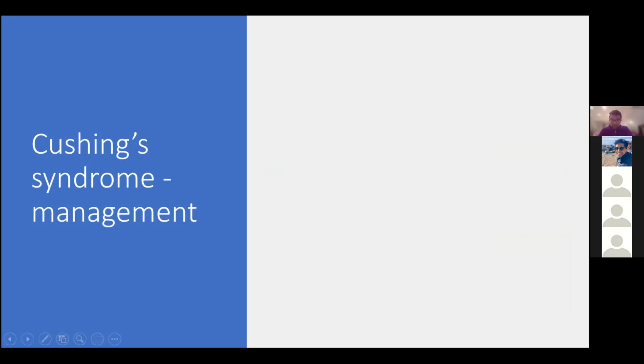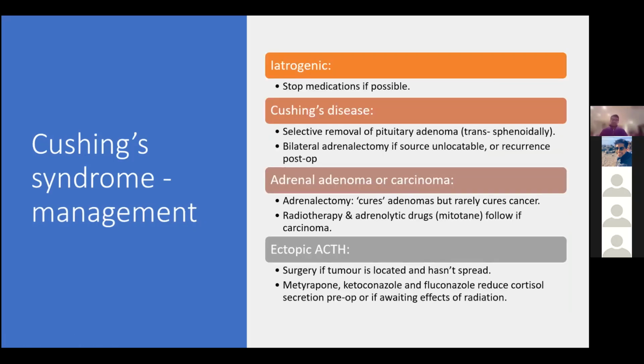How do you manage Cushing's? So if it's iatrogenic, so you're giving the patient too much steroid, then obviously you need to have a chat with whoever's prescribed the steroid or with your seniors and decide, do they still need the steroid treatment or can it be tapered down? If it's Cushing's disease, so it's a pituitary adenoma, then it can be selectively removed through transsphenoidal surgery. So this will be done in discussion with neurosurgeons.